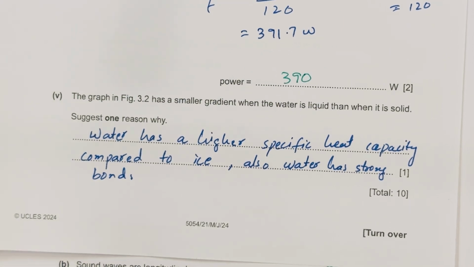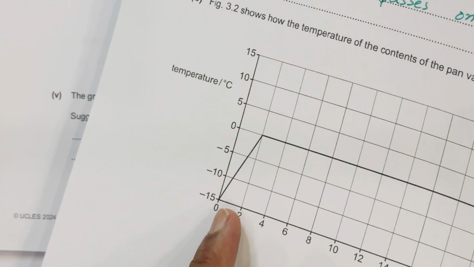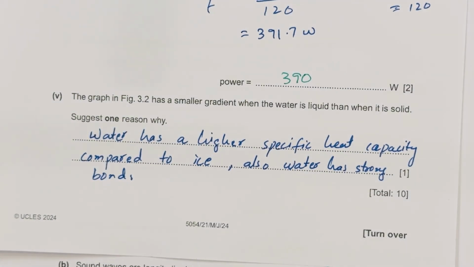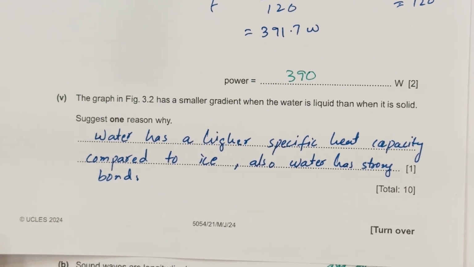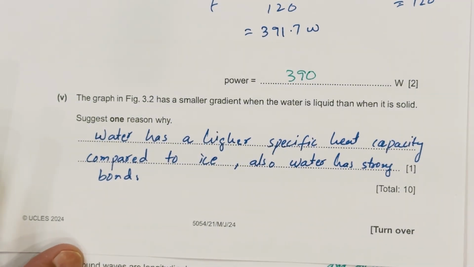The graph in figure 3.2 has a smaller gradient when the water is liquid than when it is solid. Suggest one reason. We can see that it has a smaller gradient here and a greater one there. We know that water has a higher specific heat capacity compared to ice. So that's why the gradient is different, and the gradient is smaller when it is in the liquid state. So here the gradient is smaller and here the gradient is more.